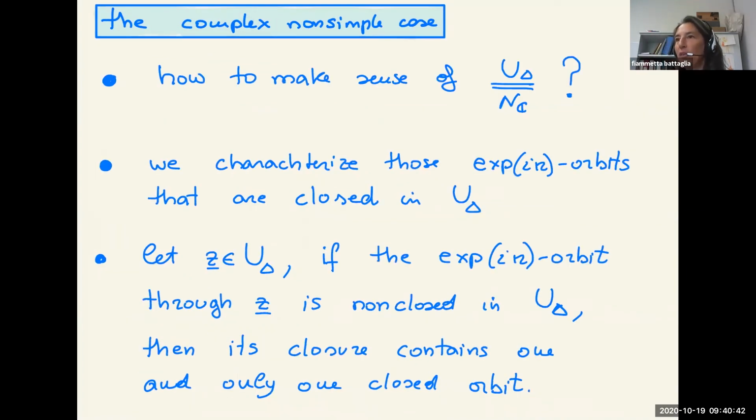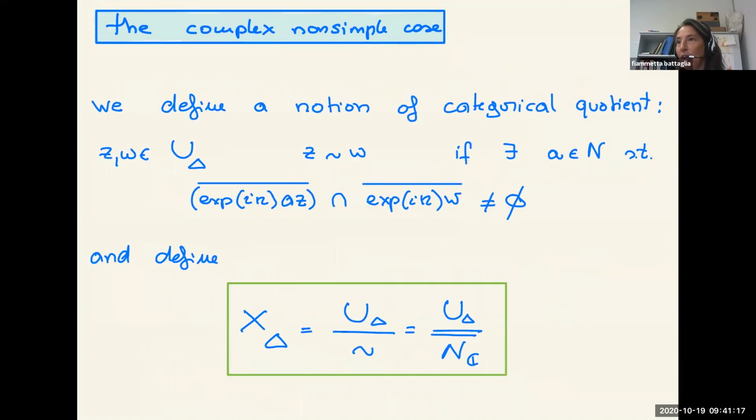So how to make sense of this quotient? First, we characterize those x, pi, and orbits that are closed. So between all the orbits, we characterize those that are closed. And we also prove that if we have an unclosed orbit in U delta, its closure contains one and only one closed orbit.